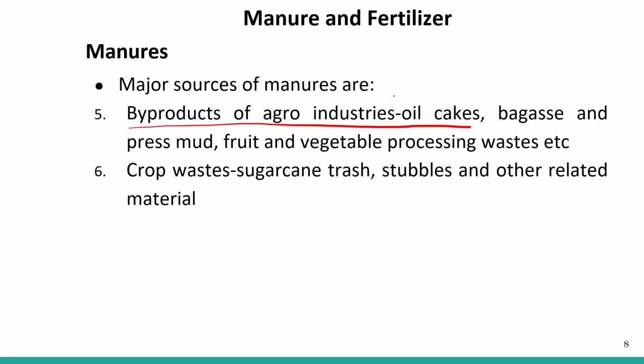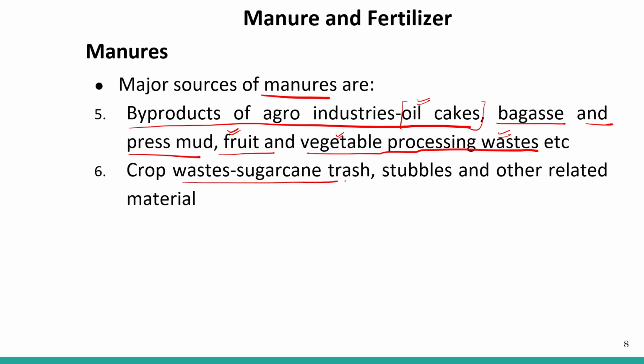Now, bioproducts of agro-industrial oil cake. So we are having different industries like the oil industry. What happens is, when the oil seeds are used for taking out the oil, there is a leftover that is called oil cakes. So the oil cakes, bagasse and press mud, fruit and vegetable processing waste. So we are having industries for fruits and vegetables. Lots of jam, jellies, sauce are also made from these fruits and vegetables. So a lot of waste comes out from these industries, right? So those are the bioproducts of the agro industry, and those bioproducts can also be used for making manures.